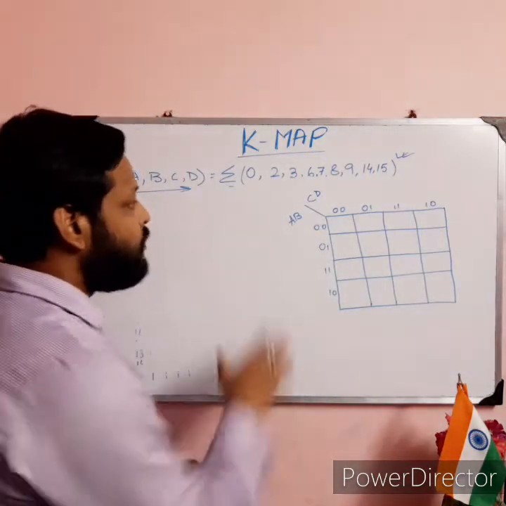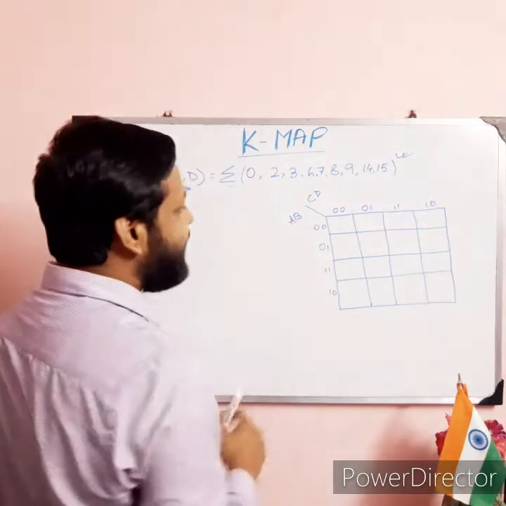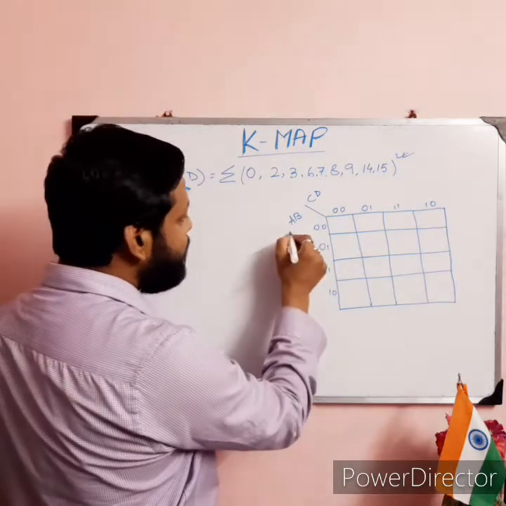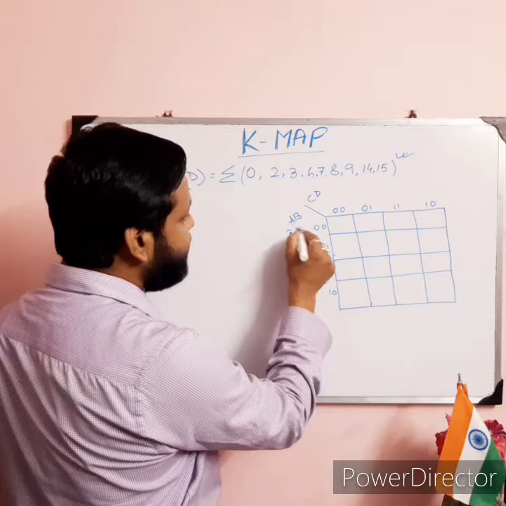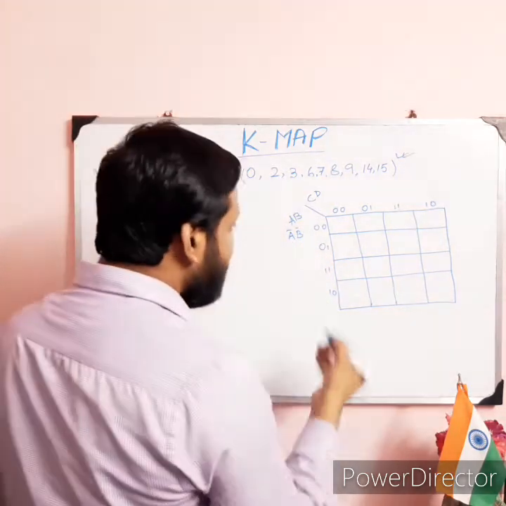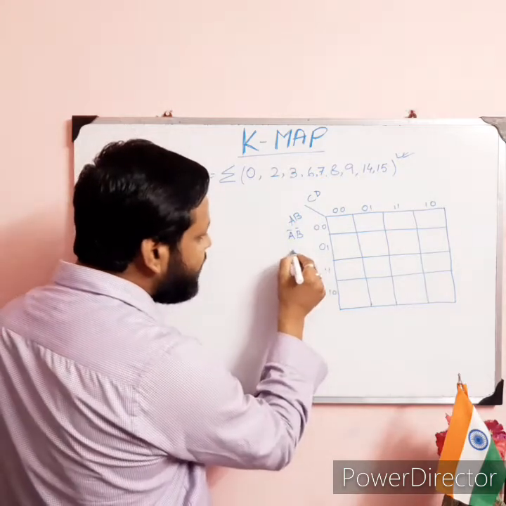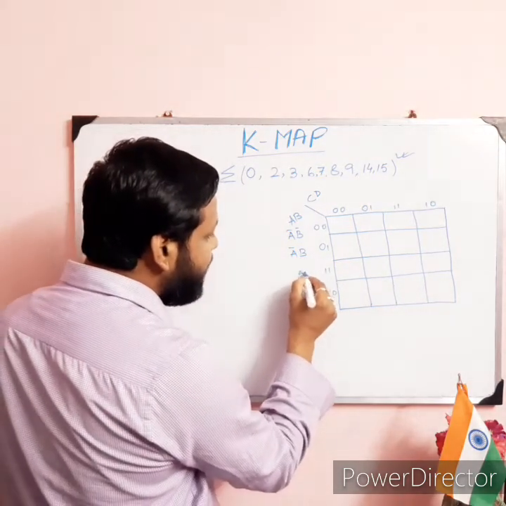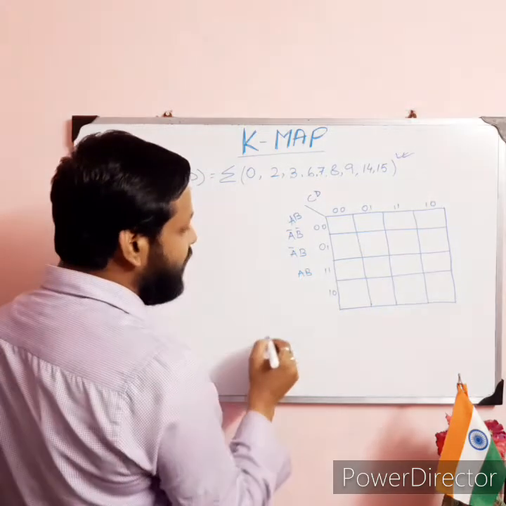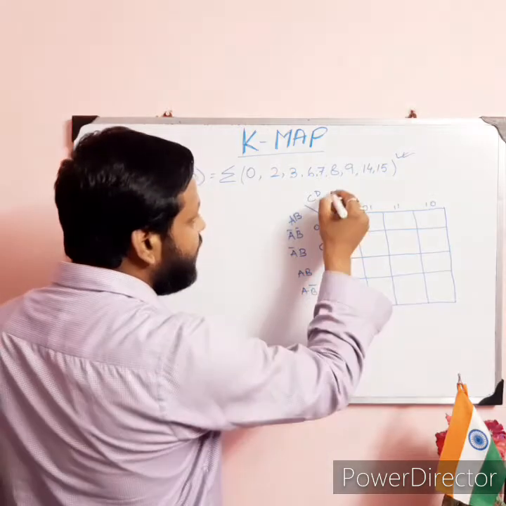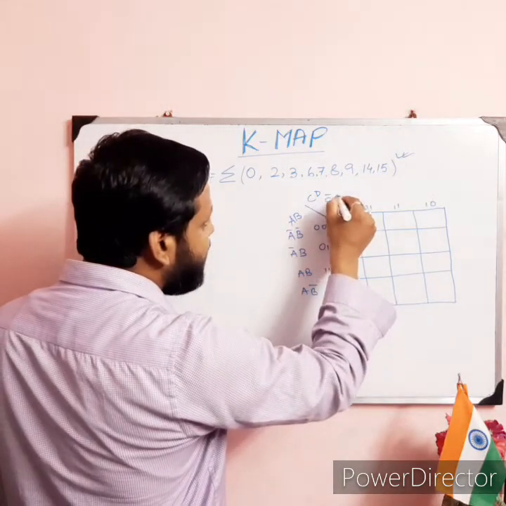So as per Gray code, we have to give the identifications of the outer side, that means row and column. So 0, 0 means, as per SOP, A complement, B complement. Then 0 is represented by complement. Then this one is A complement B. This one is AB. Why AB? Because both are 1, 1. This one is A, B complement. This one is C complement, D complement.